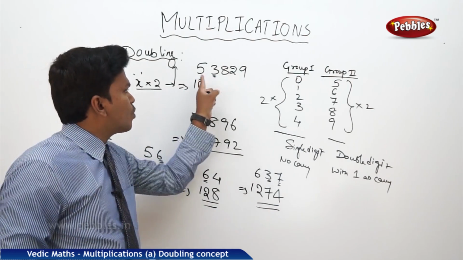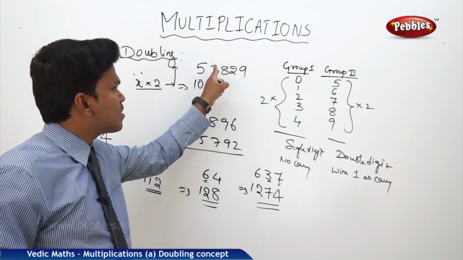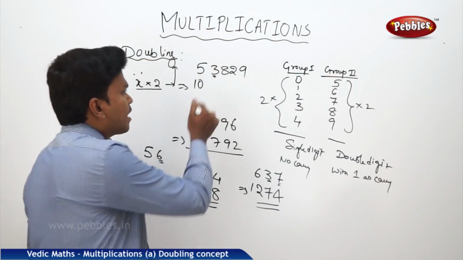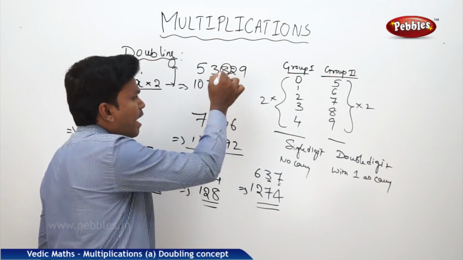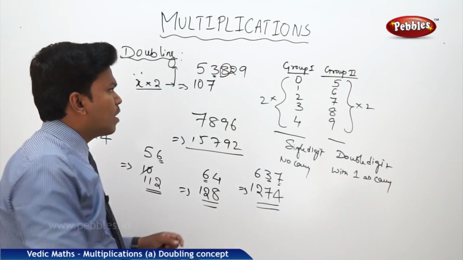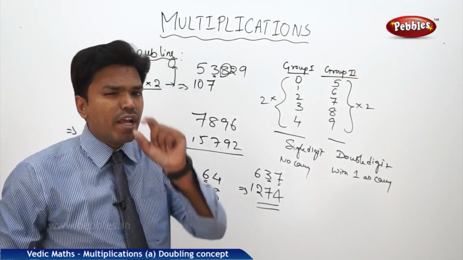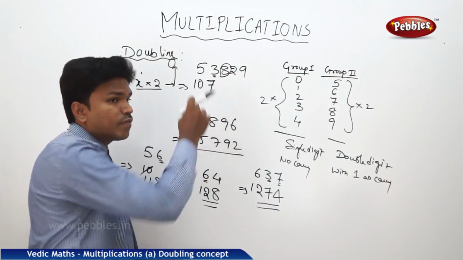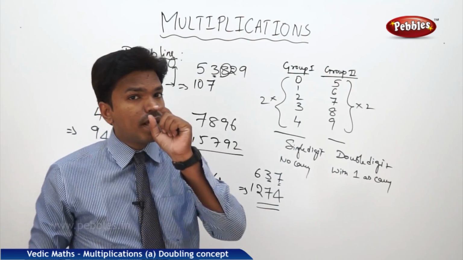Now 2 5s are 10, but 10 only. Why? Because the next number is group 1. Now what is 2 3s? 6, but it is 7. Why? Because the next number 8 is a group 2 number. So next, 2 8s are 16. Take only the end number. We don't need the full number. Why? Because we already carried that 1 to the previous number. So we have to take only the end number.